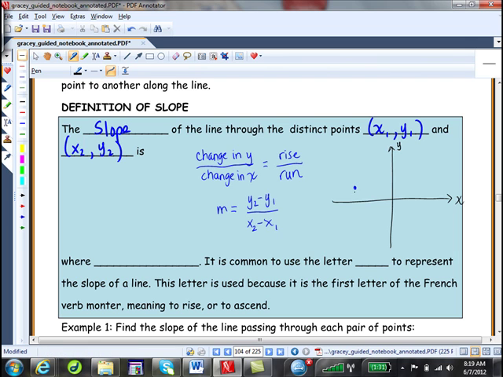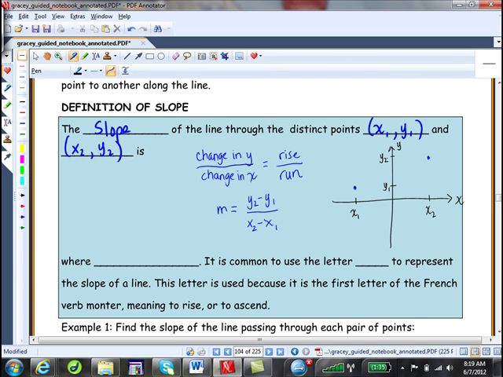And so this would be x1, and this would be y1. And then our second ordered pair, why don't we put somewhere over here? And this would give us our x2, and up here would be y2.